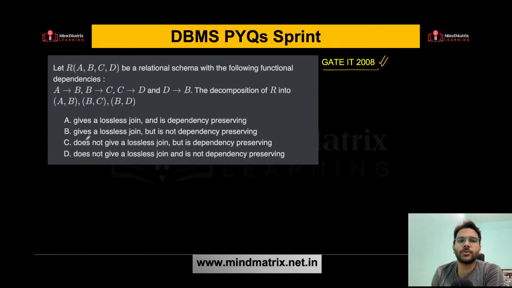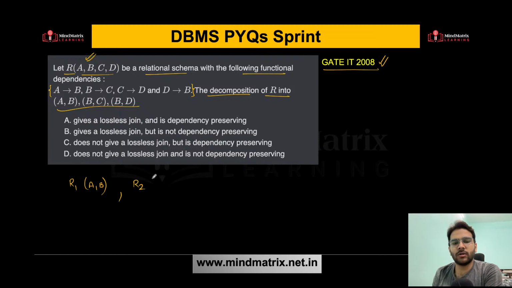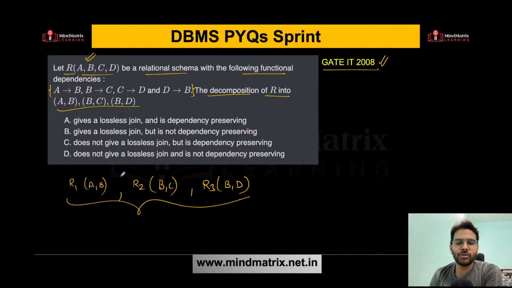This is from GATE IT 2008. So let's see this question. Let relation R having these four attributes be a relational schema with the following functional dependencies. So these are the functional dependencies given to us. Now there's a decomposition of R into this. So they have decomposed the main relation R into multiple relations, and we can call them, let's say R1 is your A comma B, R2 is your B comma C, and R3 is your B comma D. So these are the three relations that they have decomposed R into. Again we need to find whether this decomposition is lossless or dependency preserving or not.